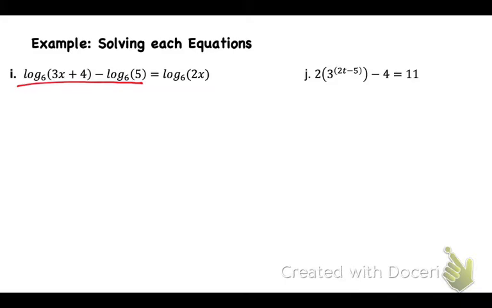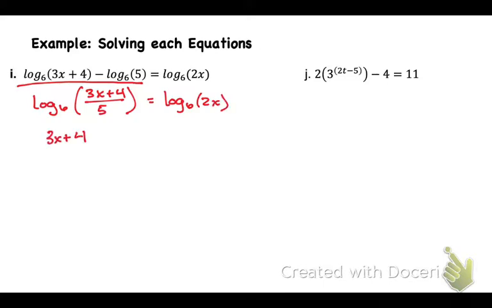Yeah. Okay, so I have log base 6 of what? Log base 6 of 3x plus 4 over 5 equals log base 6 of 2x, and then it's a 1-to-1 property. So then I have 3x plus 4 over 5 equals 2x. And then you would multiply the 5 over. So it would just be 3x plus 4 equals 10x.